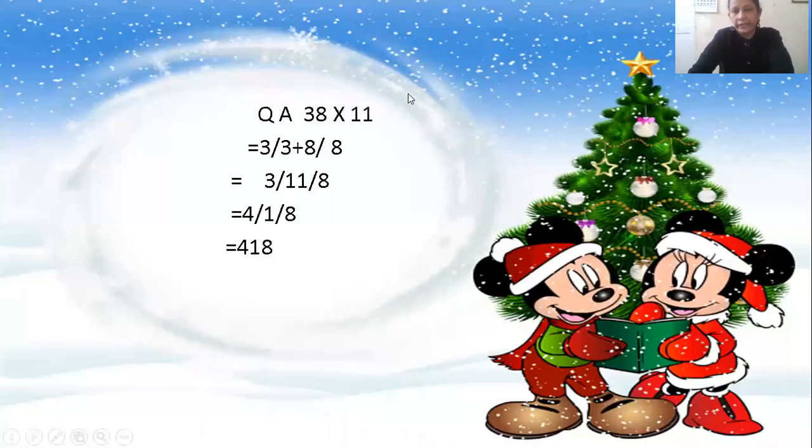Now you see here, the next question I have taken is 38. You have to multiply this 38 with this 11. Now you can see here, you have to first split 3 and 8, because 3 and 8 are the first and last digits here. So you can see here 3 I have written here and 8 I have written here. This is the splitting.